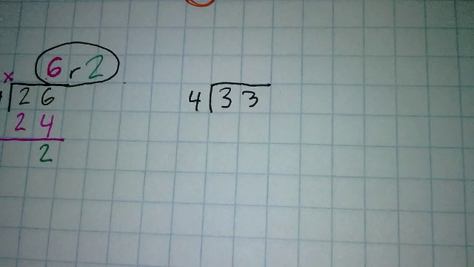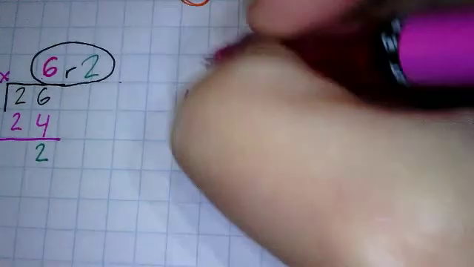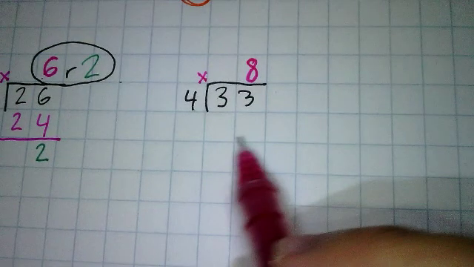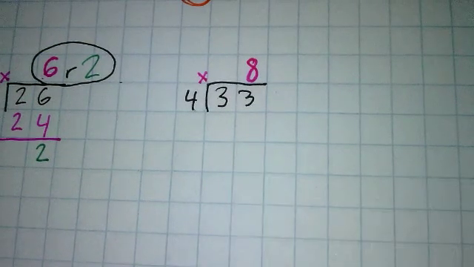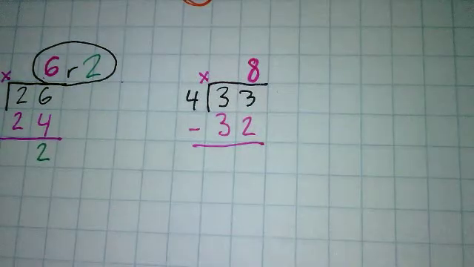What you got, Isaac? 8. Isaac says 8. I would agree with that. We're going to write an 8 here. Okay? And Isaac, what was 4 times 8? Because we need to know that to write our number under the 33. 32. It's 32. So we can subtract here, right?